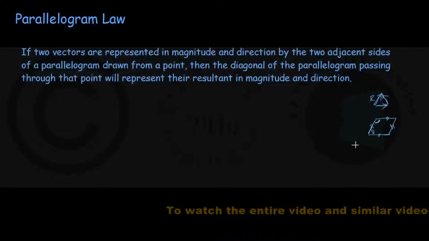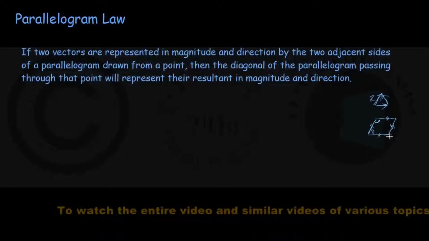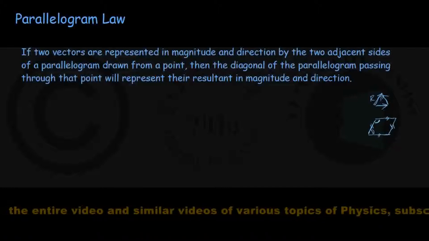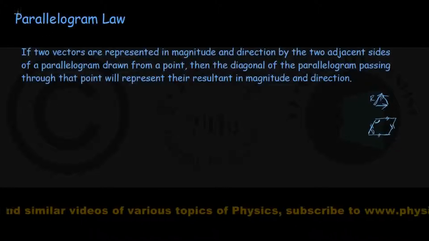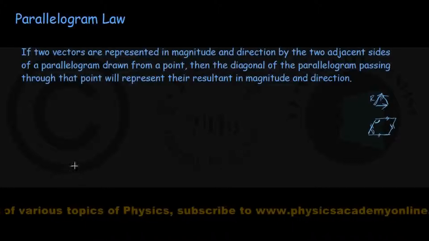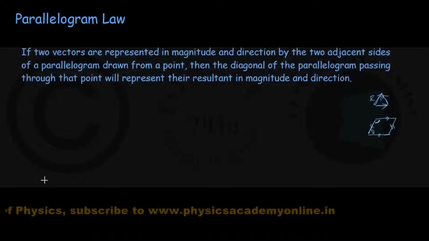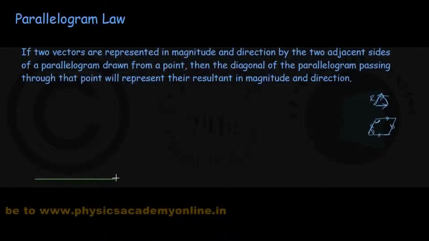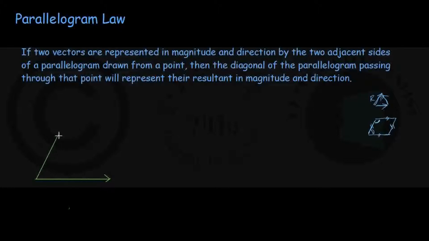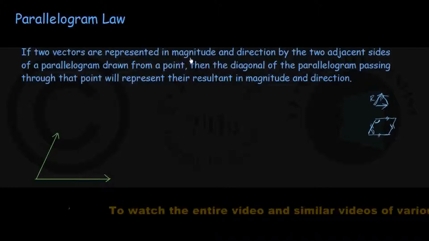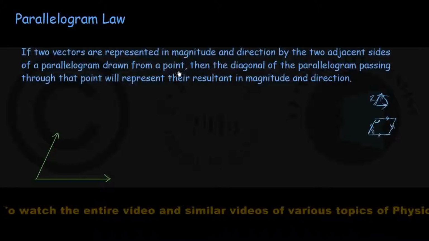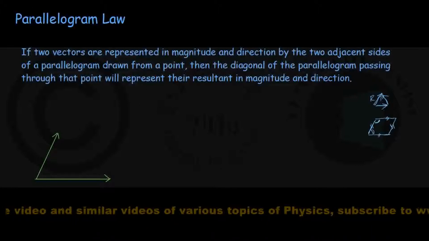So here, what this law says, let's see it in a broader diagram. I just construct a parallelogram this way. That is one side of a parallelogram. The other, adjacent side, you can see adjacent sides means side by side, neighboring, they are touching each other. So these two sides of the parallelogram, which are adjacent, they represent two vectors in magnitude and direction drawn from a point.